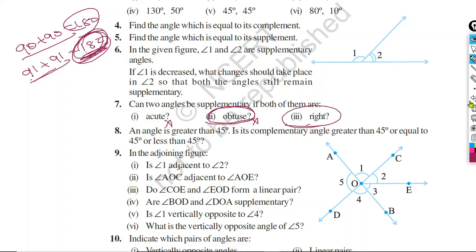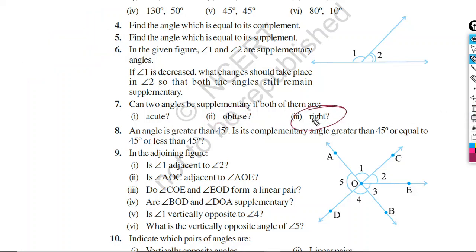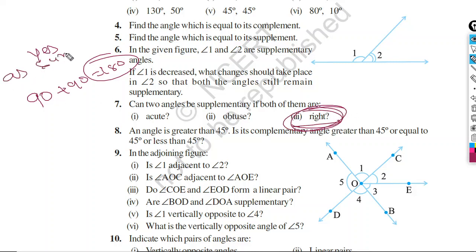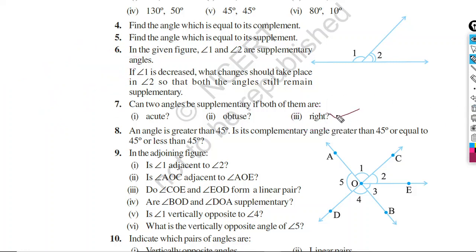Now right angle. Can both be right angles? You can write yes, because both are right angles, that means 90 degrees. So 90 plus 90 equals 180 degrees. You can write yes, both the angles can be right angles as the sum of 90 plus 90 equals 180. So both angles can be right angles, but cannot be obtuse or acute.